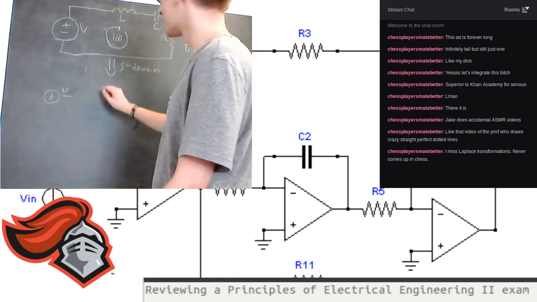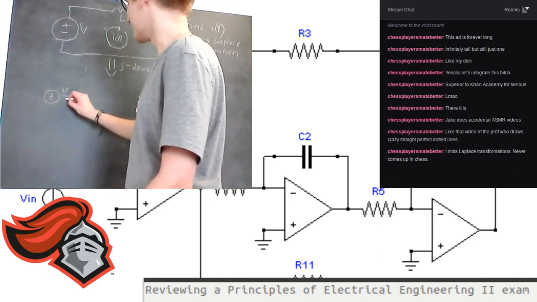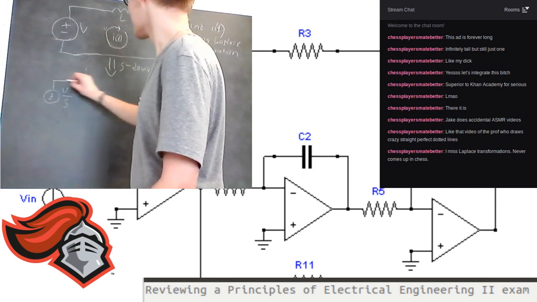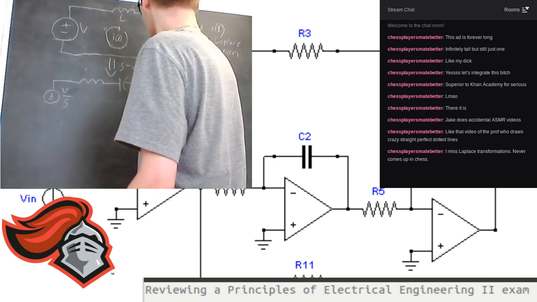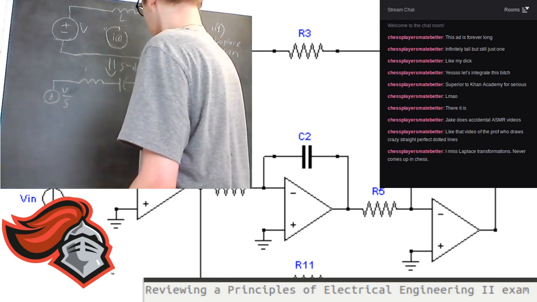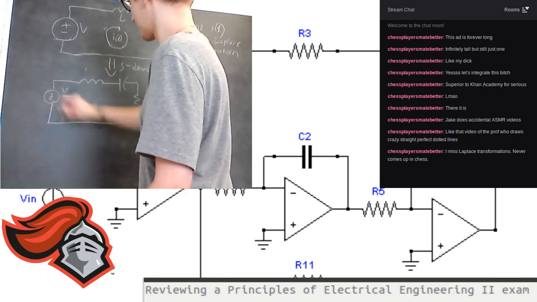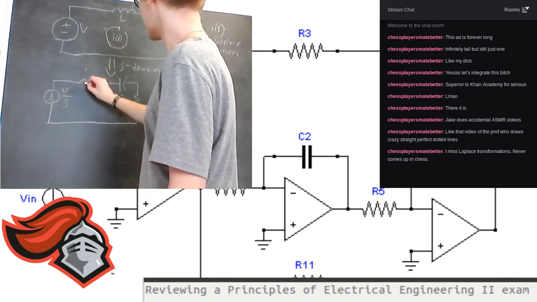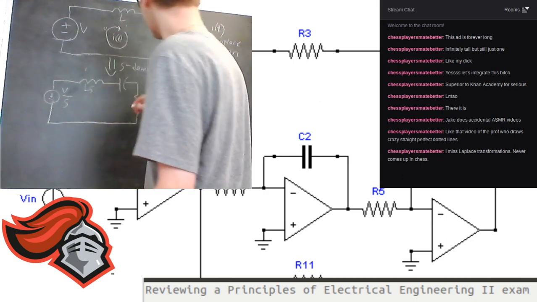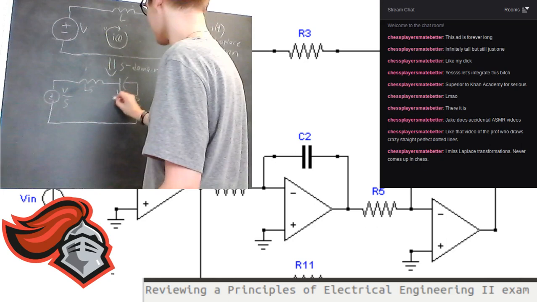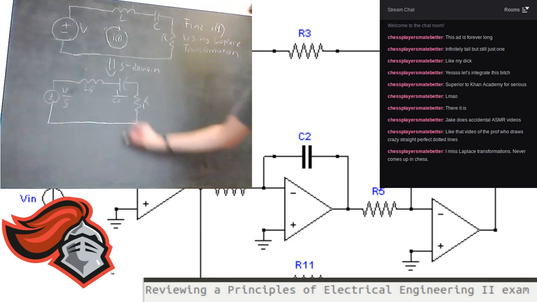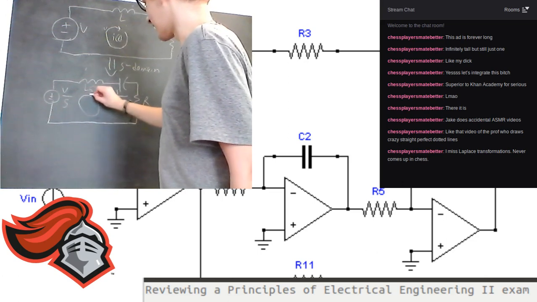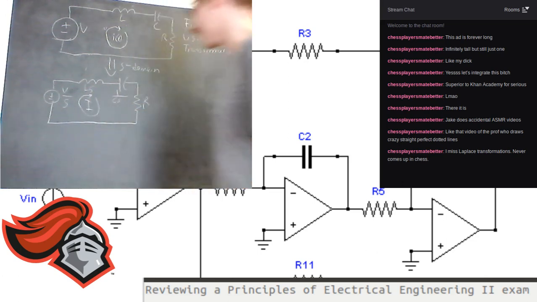So we got V over S here. Here you have LS, here you have 1 over CS, and here you have R. And then you have this I right here.